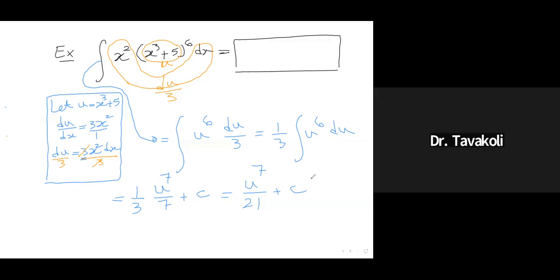We need one more step, and that's the back substitution, which means that you replace u by x cubed plus 5. So it's going to be x cubed plus 5 to the power of 7 all over 21 plus c. And that's the final answer. So x cubed plus 5 to the power of 7 all over 21 plus c. Since it's an indefinite integral, we need to have plus c at the end of our solution.